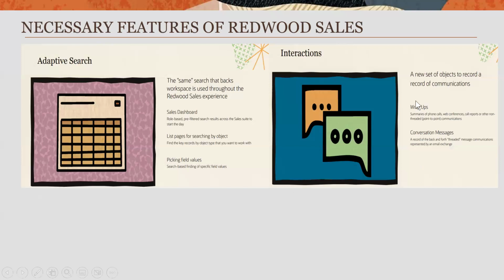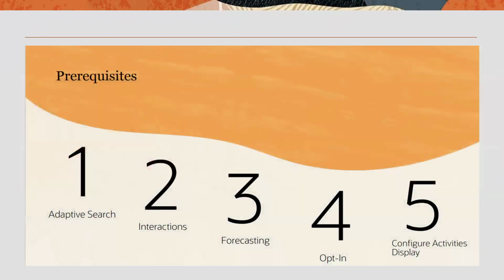Then interactions. This is a new object that came in Redwood Sales for storing all the interactions, whenever a call ends or there are some conversations with customers, right? All these will be logged into the interaction object. This will also come as part of Redwood Sales. So the first part is adaptive search. Second is interactions.